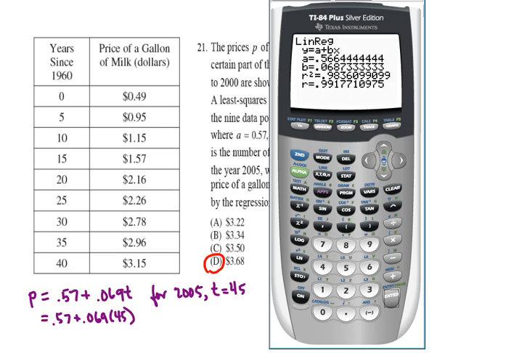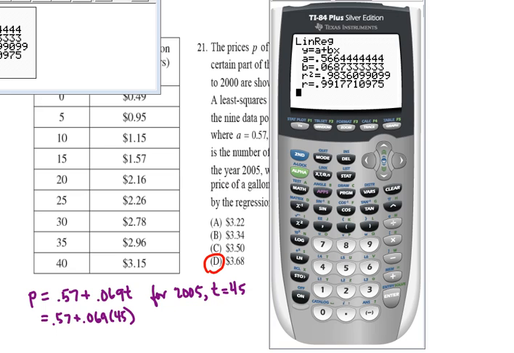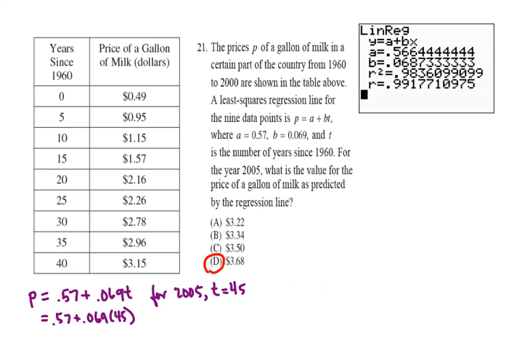I'm going to take a snapshot of that data and then leave the calculator. And you can see that the A is 0.566, which rounds to 2 decimal places of 0.57, and B, rounded to 3 decimal places, would be 0.069. And I'll continue this in the next video.